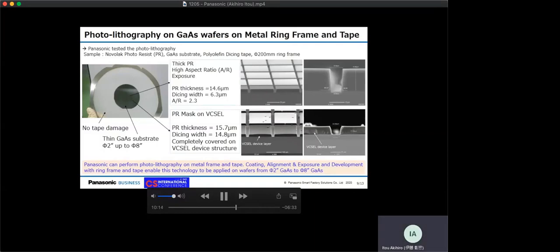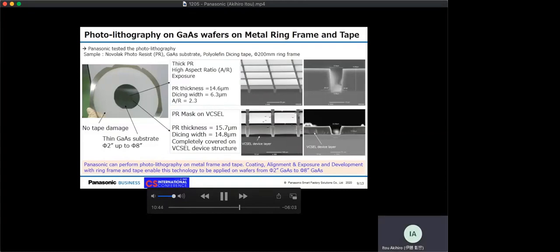An example of high aspect ratio photoresist patterning is shown on the upper row. Photoresist thickness is 14.6 micrometer. The dicing width is 6.3 micrometer, and an aspect ratio of 2.3 is achieved. SEM images on the bottom row show photoresist mask patterning applied to pixel.